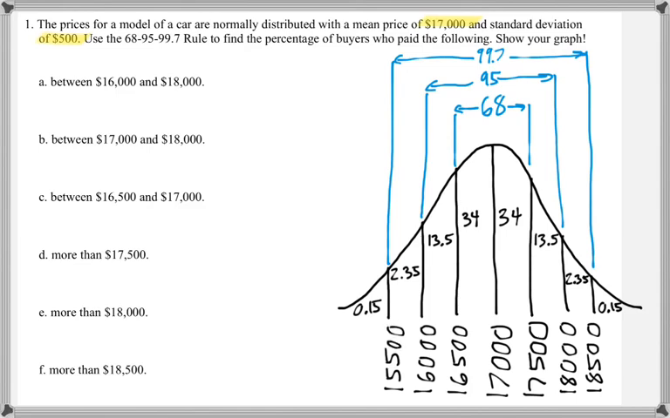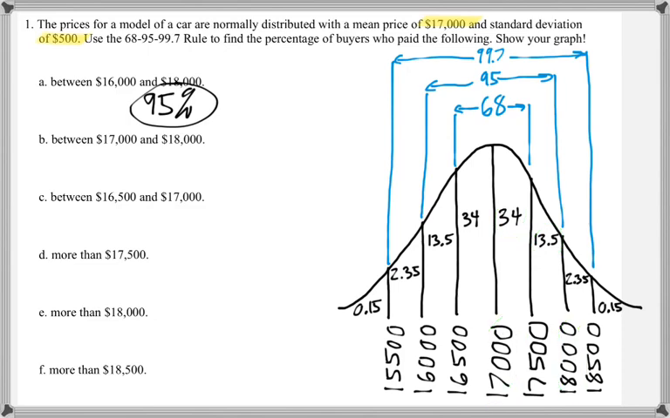Part A says between $16,000 and $18,000. So between here and here is 95%. Part B says between $17,000 and $18,000. So that's between here and here, which is these two regions.